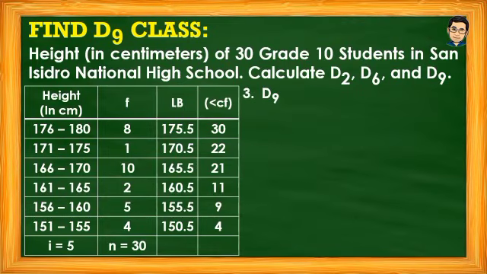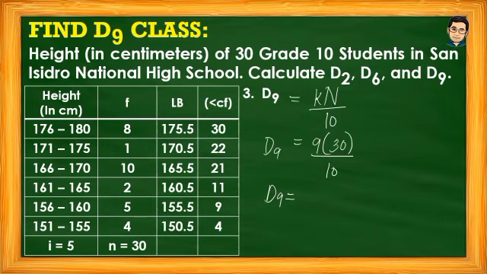So last na tayo. So number 3. So D sub 9. Okay. So lolocate natin yung position ng D sub 9. So, Kn all over 10. So, K, that is 9 times the value of N, 30, all over 10. Next, 9 times 30, that is 270, divided by 10. So, D sub 9 class is equal to 27.